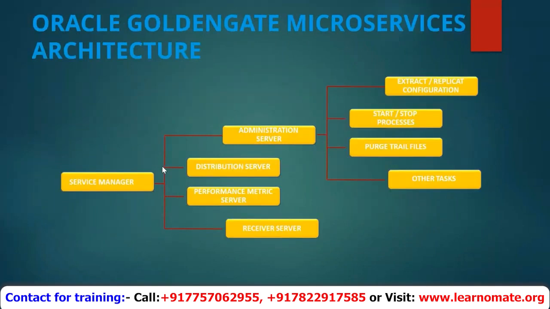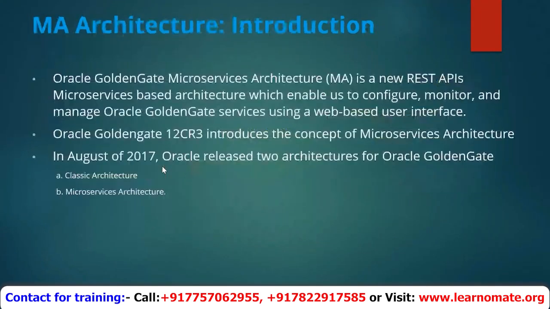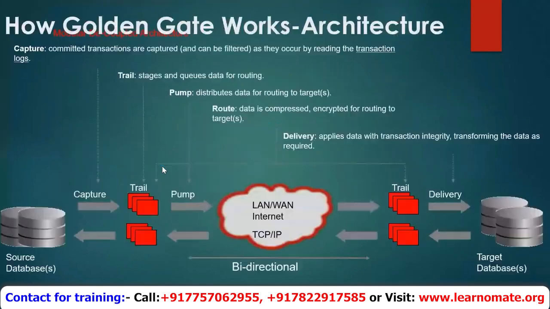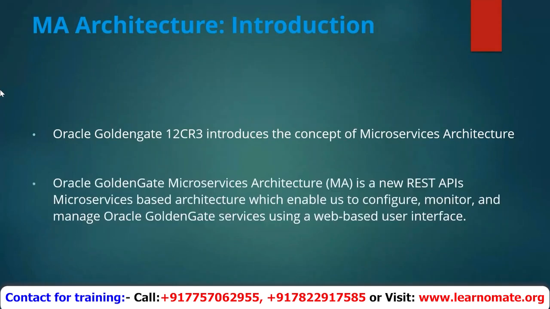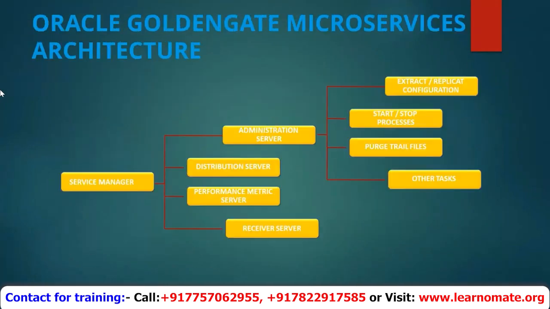The GoldenGate microservices architecture contains a service manager. I'll be discussing it in detail, but just to give you a brief overview, you don't have the manager. As the name suggests, in microservices you have different services which run. These services are called the administration server, distribution server, performance metric server, and receiver server.